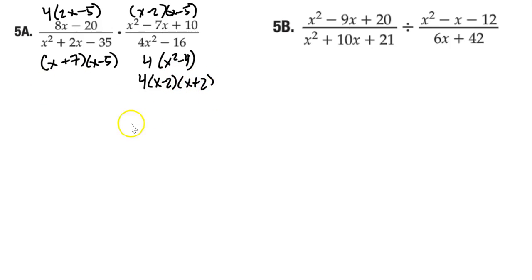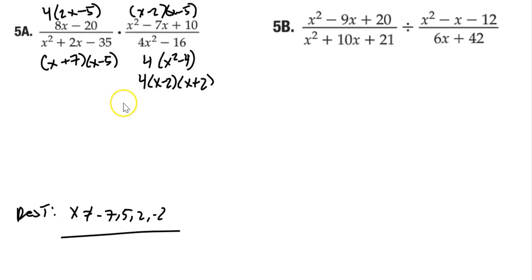And now since it's all factored, I can do my restrictions. Very simple. X cannot equal what makes the bottom 0: negative 7, 5, 2, and negative 2. Anything that makes the denominator 0 is your restriction. That's it. You can't be those numbers. Other than that, let's just solve it. Let's do the fun part.